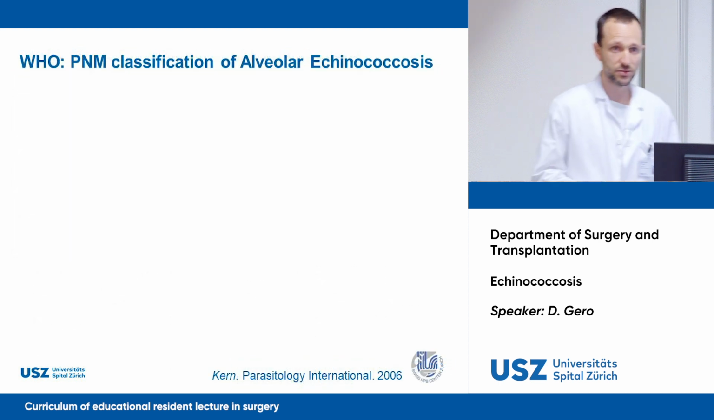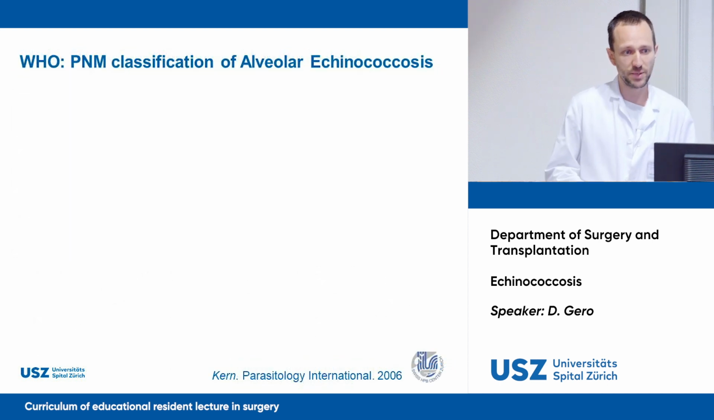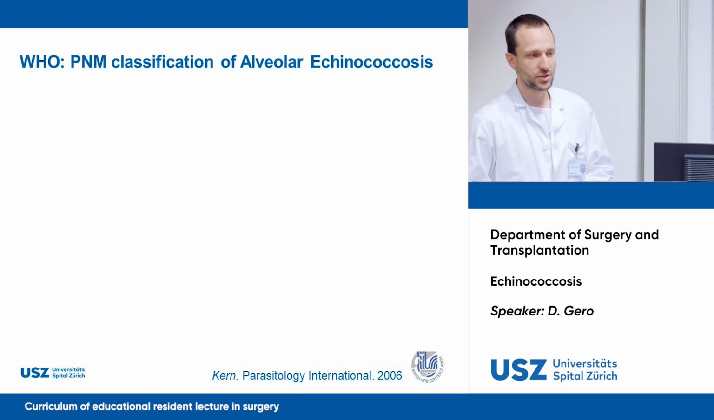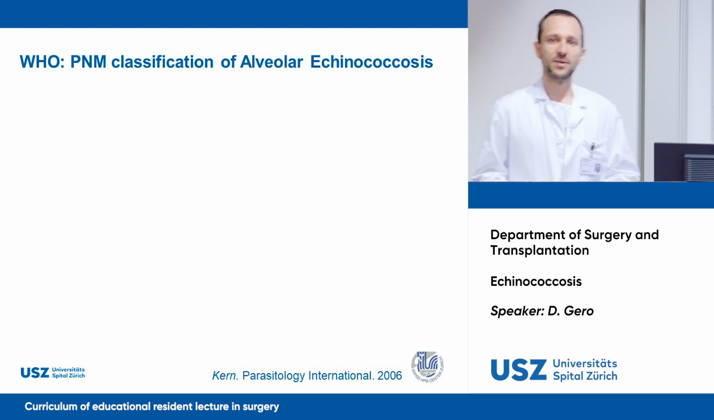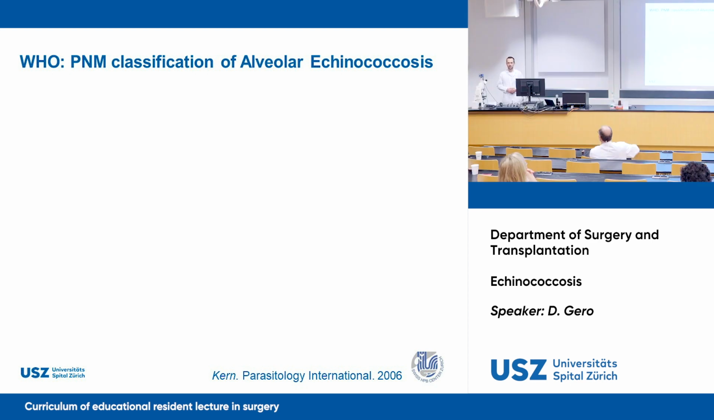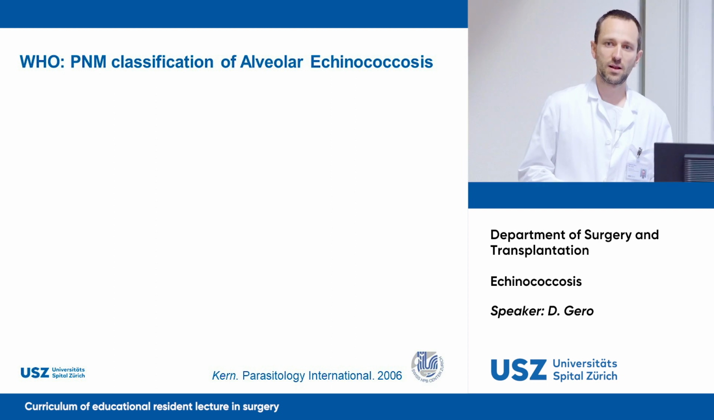So my second question to the resident would be, what is the PNM classification of alveolar echinococcosis, and what are the common features between alveolar echinococcosis and malignancy? Please. Parasite, and I think N is for the perihepatic involvement and M for the metastasis.